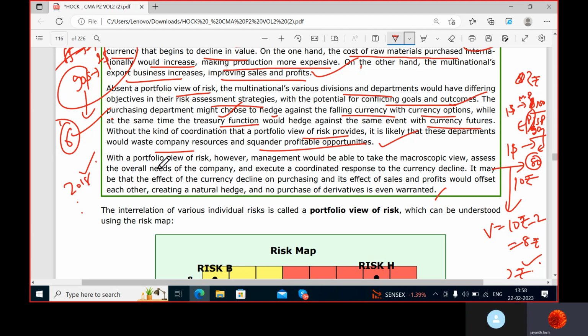Right. So with a portfolio view of risk, our management would be able to take a macroscopic view. Macroscopic view is nothing but overall view. Assess the overall needs of the company and execute a coordinated response to currency decline.